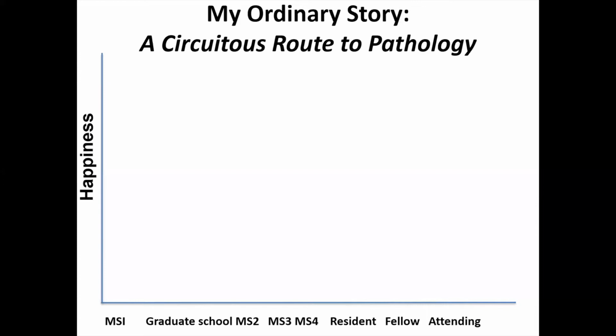All right. Here's my nerd coming out. Here's the graph, right? Here comes the nerd with the graph. Here I am. All right. So we have happiness on this axis. And then this is over time. So this is M1 year, my first year of medical school, graduate school, M2, 3, 4, resident, fellow, attending. We'll just keep it brief like that.